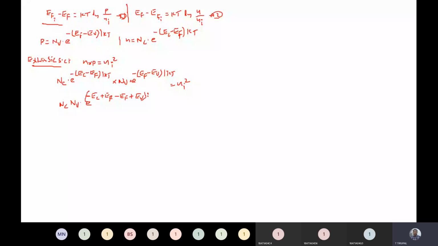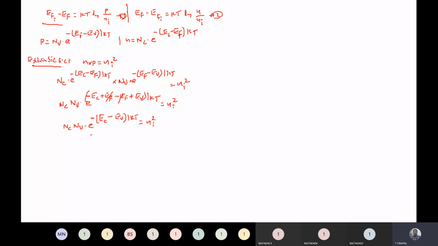That is equal to how much? Ni square. So therefore here EF gets cancelled. So what is the answer here? NC NV into e power minus of, take out minus common. What do you get if you take out minus common? EC minus EV divided by KT, that is equal to Ni square.